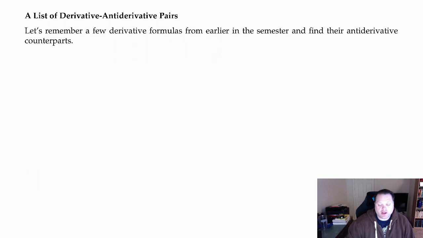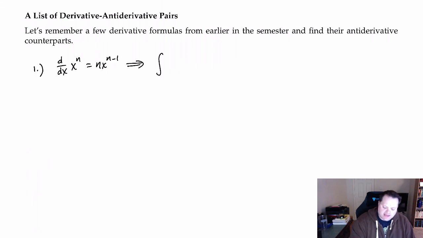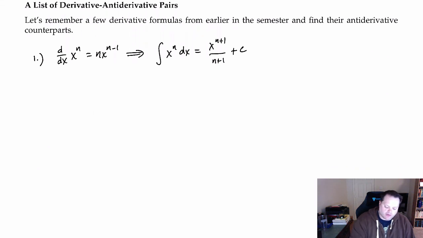All right, so I just want to create a list now of some, based on our knowledge at this point in the course, what are some derivative-antiderivative pairs, okay? So I'm just going to list them one at a time. We know that the derivative of x to the n is nx to the n minus 1. So that implies that the antiderivative of x to the n is x to the n plus 1 over n plus 1 plus c. That's one formula. So that's power rule. We've already talked about that one.